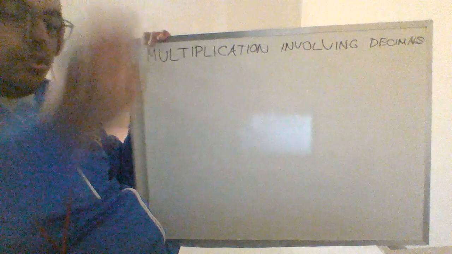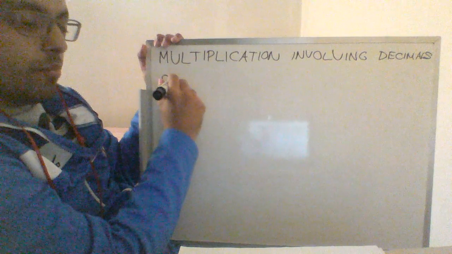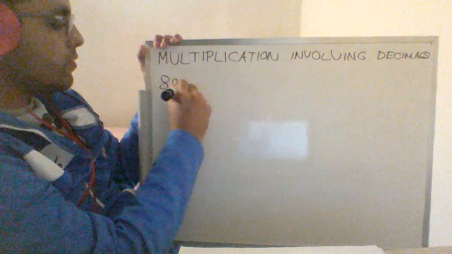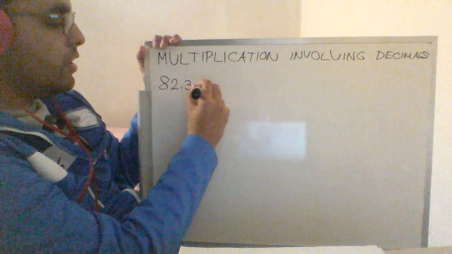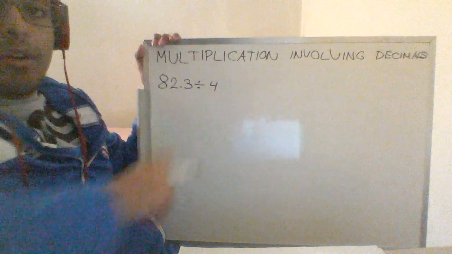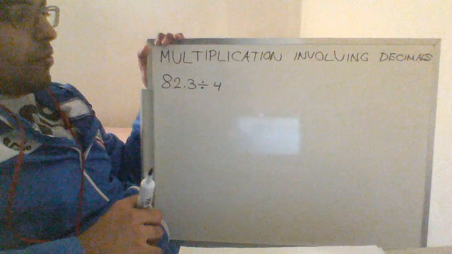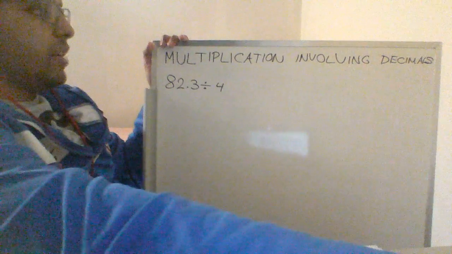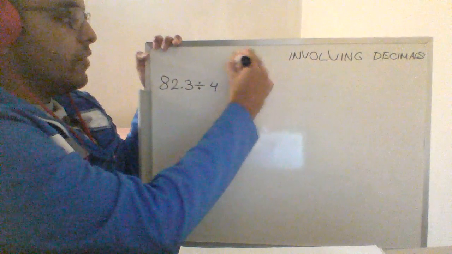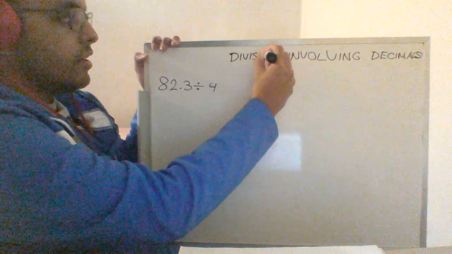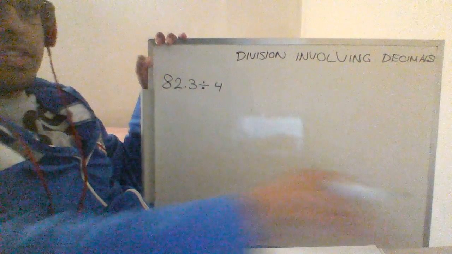So let's do the following problem. For division, we'll do 82.3 divided by 4. Okay, so there are a couple of different things you could face when you're working with division involving decimals. I guess I should change this title now. So now we're moving on to division involving decimals, right? So there are a couple of different things you could face here.